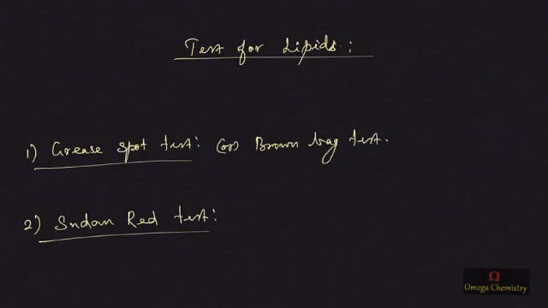The second one is a Sudan red test. So it will be called as a Sudan 3 or Sudan 4 dye, which is in red color, and it is a fat soluble dye. When this dye is added with lipids or triglycerides or lipoproteins, it will stain them and will give a red color, right? So that is the indication for the presence of lipids or lipoproteins or triglycerides.